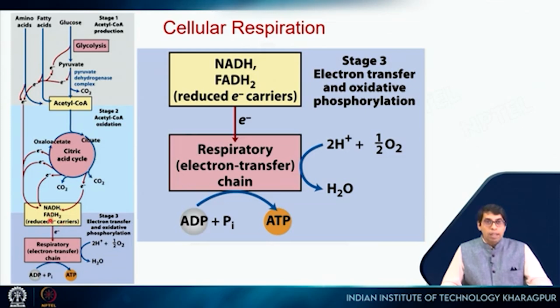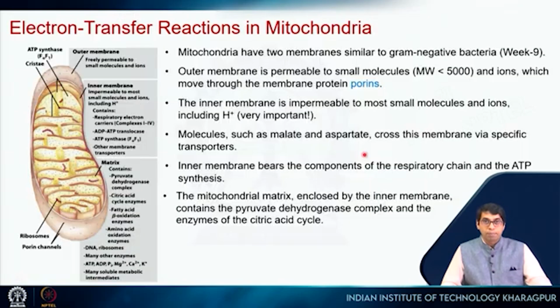So, these are the reduced electron carriers. Now, these electrons have to be ultimately given up to oxygen to form water, and the energy released will be used to synthesize ATP from ADP. So, this is phosphorylation and this is oxidation. These two steps are coupled together, resulting in the step called oxidative phosphorylation. So, electron transfer and oxidative phosphorylation, that is what we are going to look at.